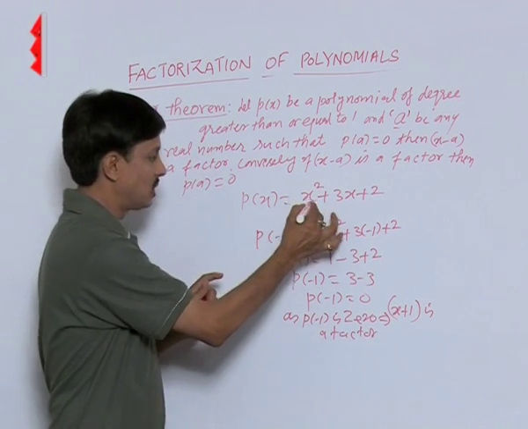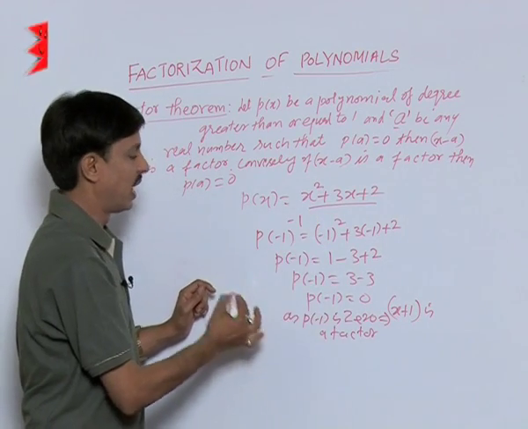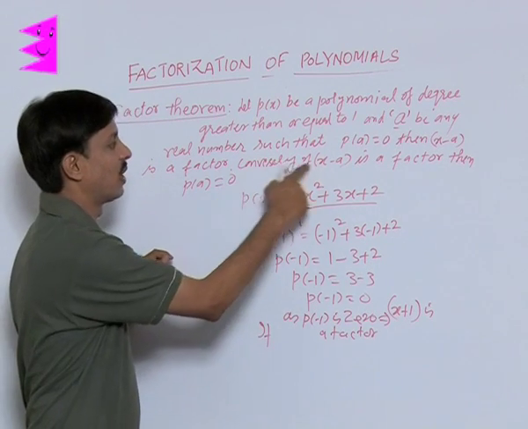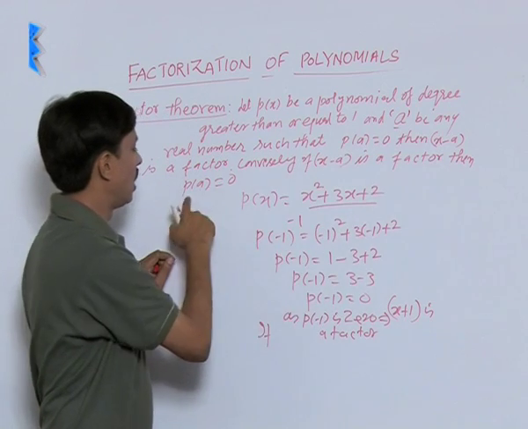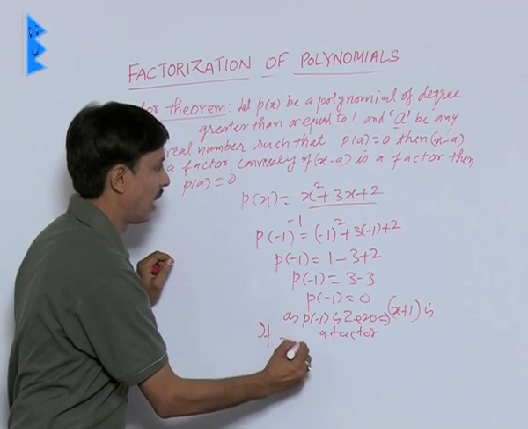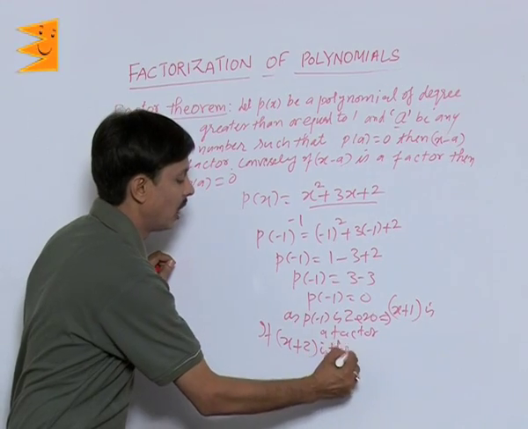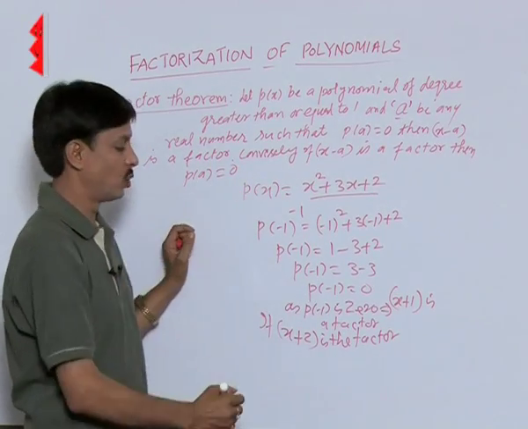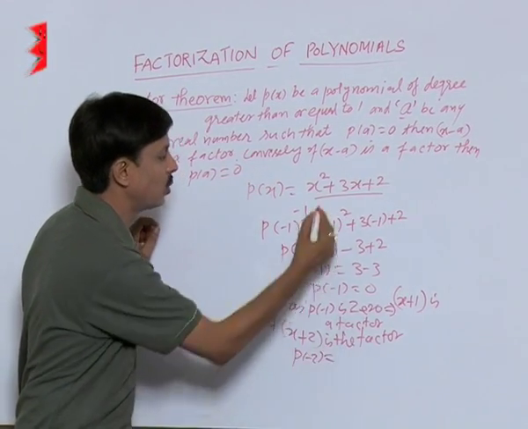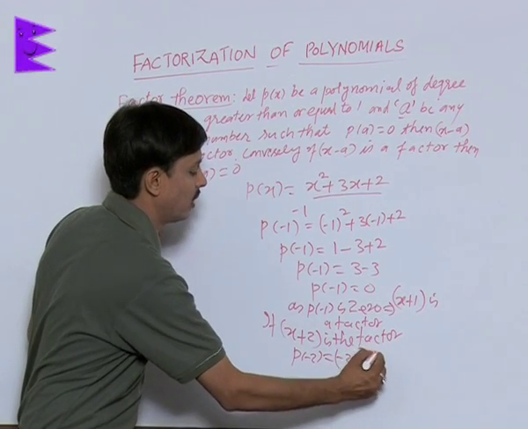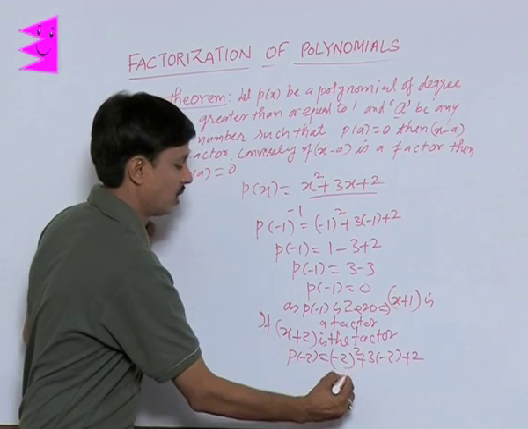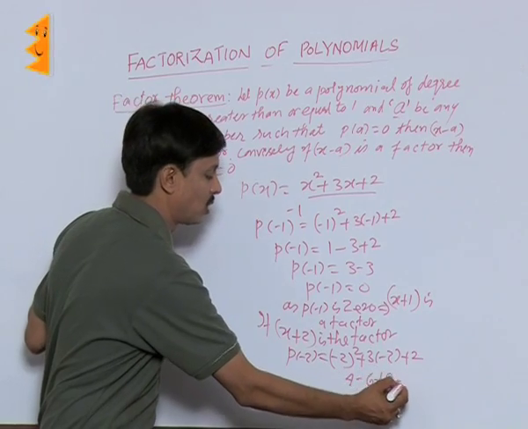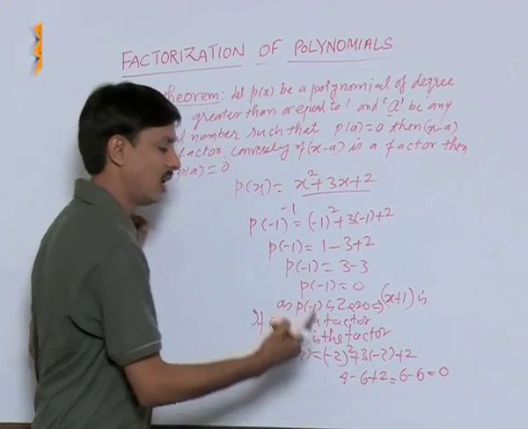Now in the same question, suppose I ask you whether x plus 2 is its factor. I am taking the converse result, that is, conversely if x minus a is a factor, then p of a is 0. If x plus 2 is the factor, then what has to be? P of minus 2 has to be 0. That is, p of minus 2 equals minus 2 whole square plus 3 into minus 2 plus 2. This becomes 4 minus 6 plus 2. You can say this is 4 plus 2, positive positive, plus 6 minus 6, the result is coming 0.